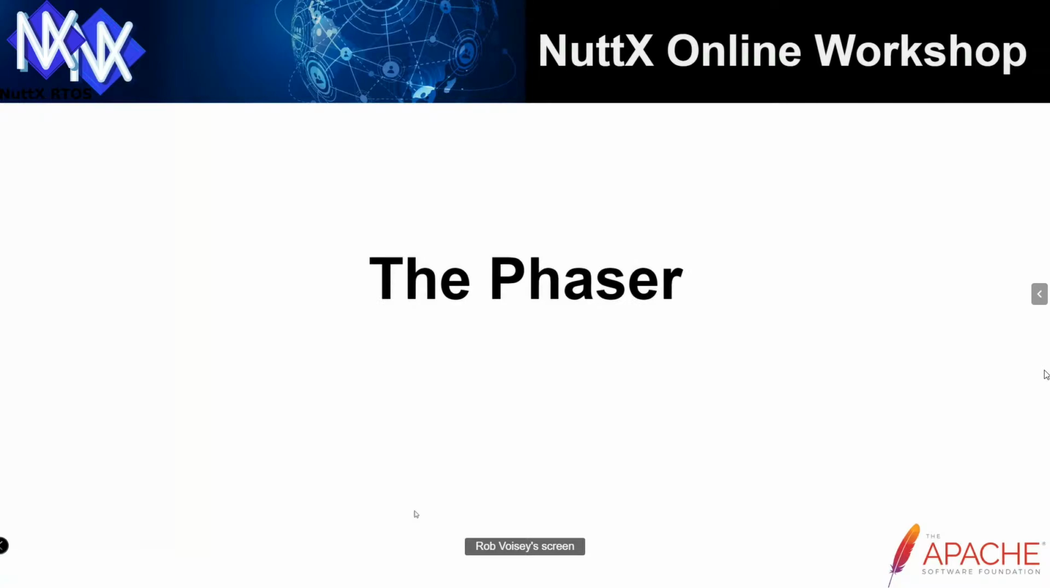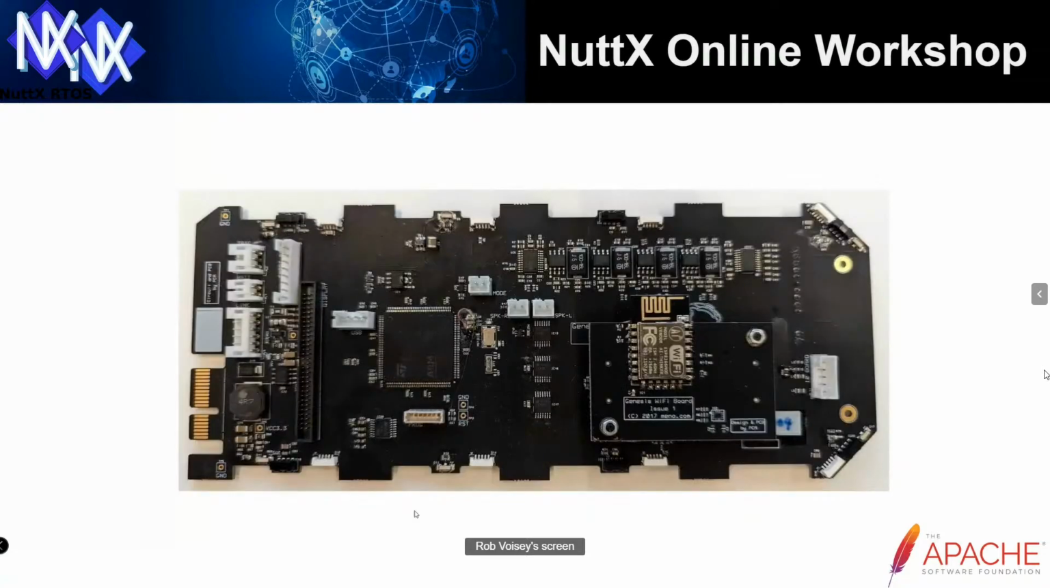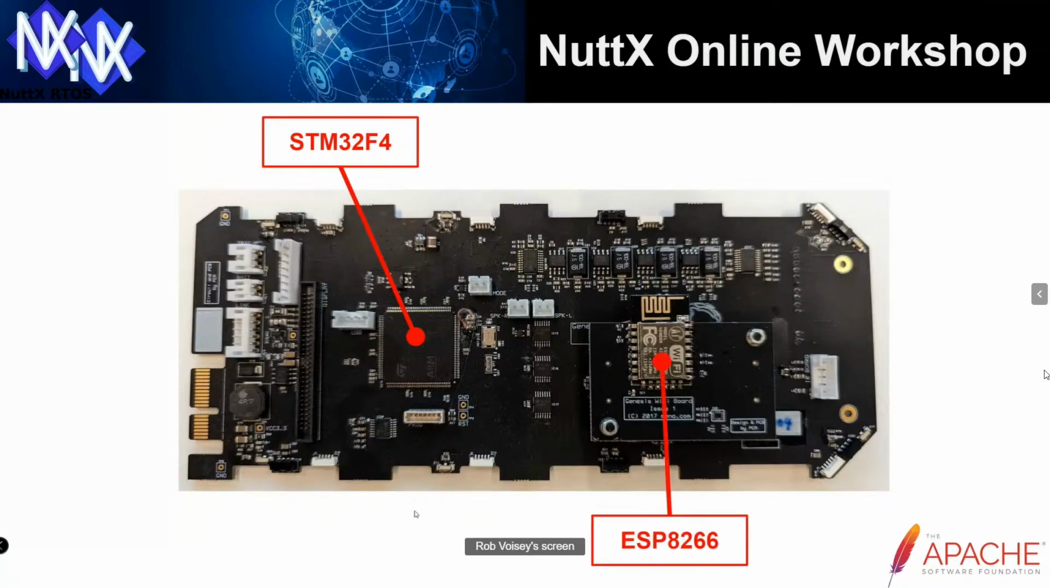Looking at the hardware, so this is the phaser hardware. That's the STM32, which does almost all the work. There's the ESP, which is on a separate module, so we can easily change that to an ESP32 or Bluetooth or something else that we might want. One thing we may put on there in future is an ultra-wideband location system for tracking players around the arena.